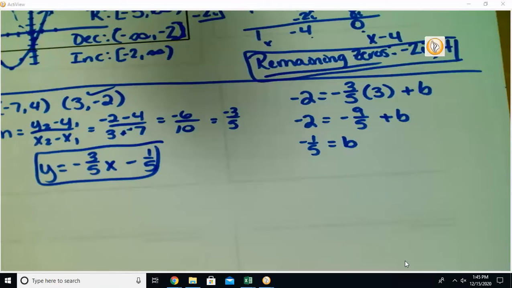I'm not getting it. I don't know what I'm doing. I picked the other point.